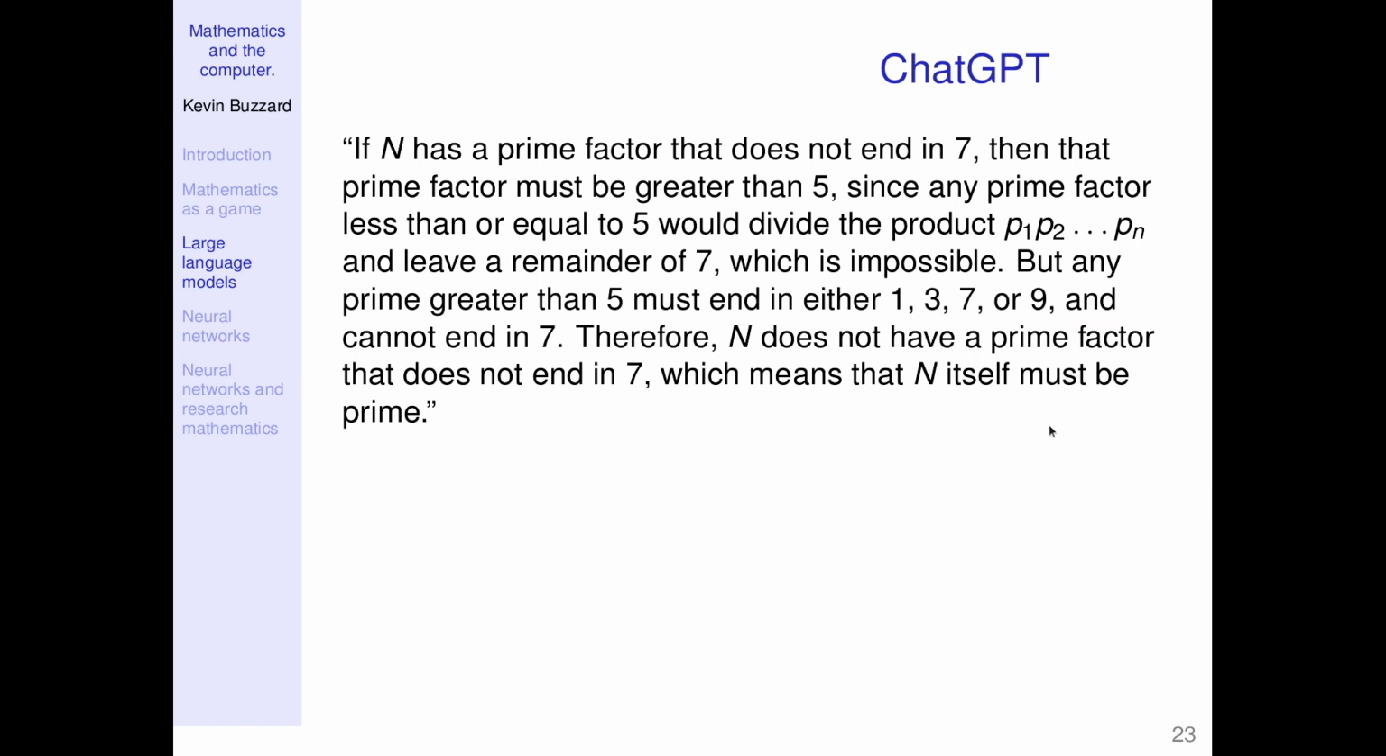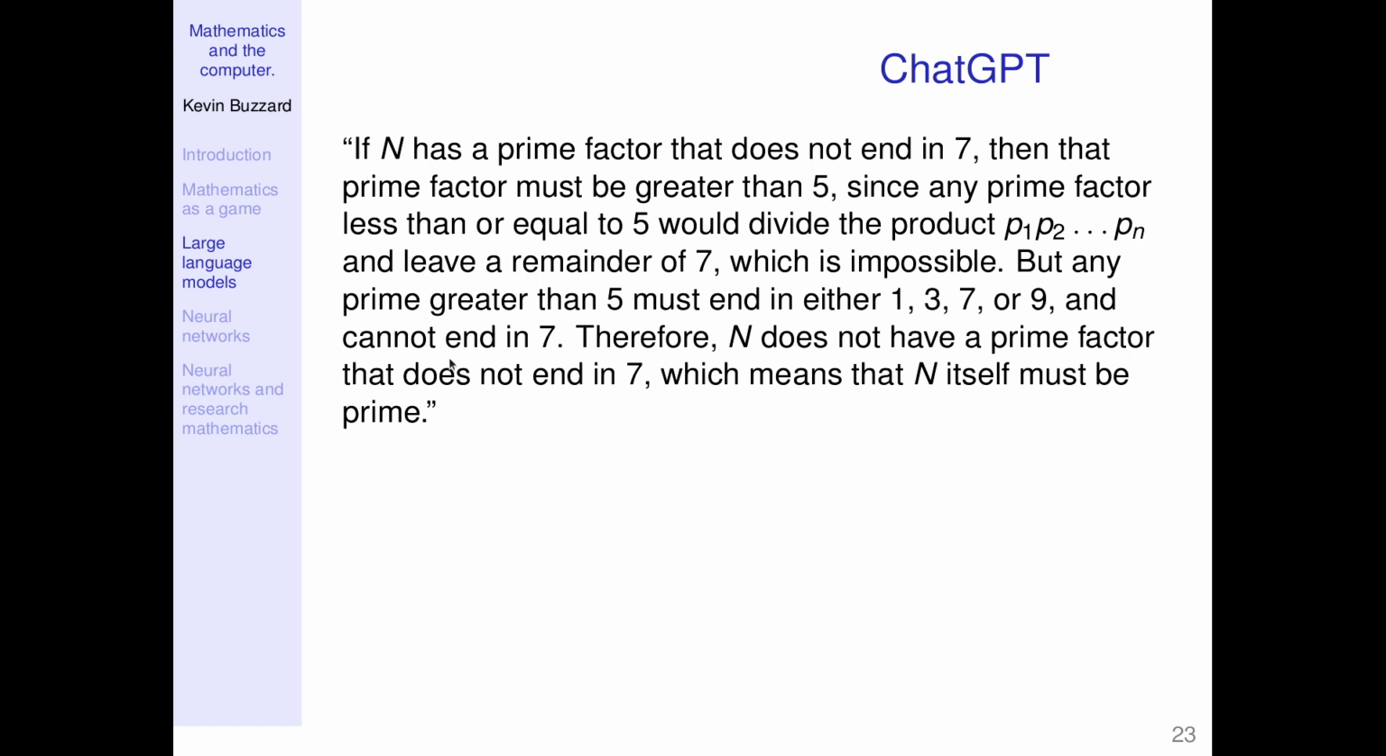If n's got a prime factor that doesn't end in 7, then that prime factor must be greater than 5. Okay, but any prime greater than 5 must end in 1, 3, 7, or 9, and cannot end in 7. It just says so. In fact, there's no primes that end in 7. And so it can't end in 7, therefore n doesn't have a prime factor that doesn't end in 7, so n must be prime. So there is no logic at all here, right? The system needs to rule out this possibility, and so it just randomly asserts a completely false fact: any prime greater than 5 cannot end in 7.